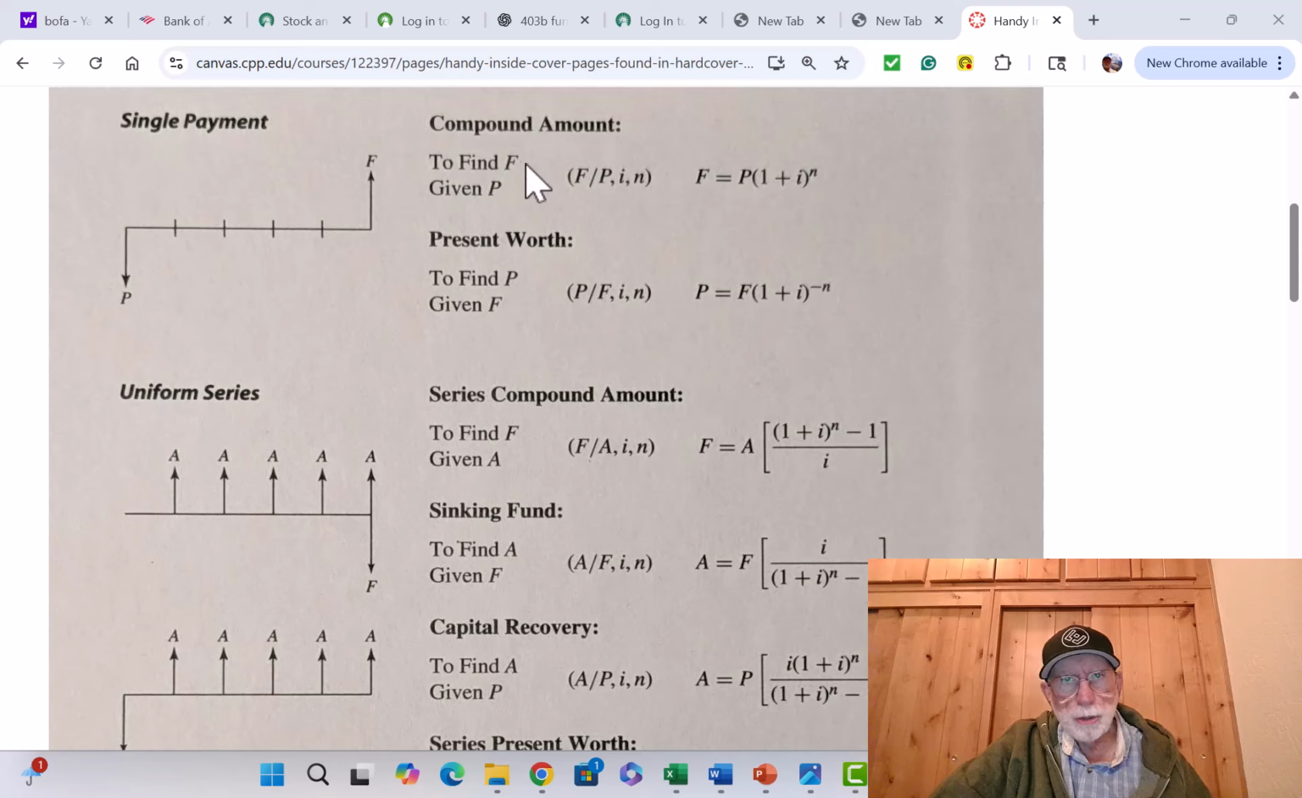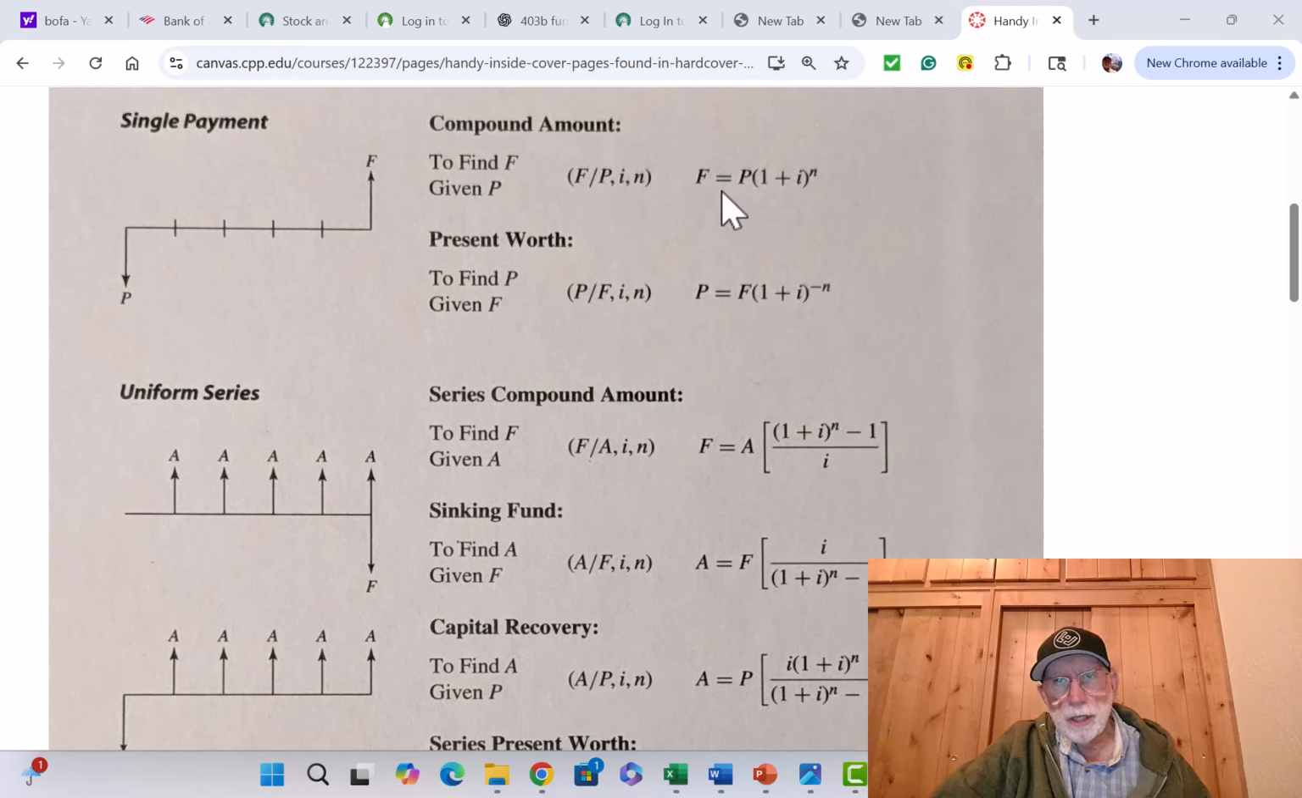One is shown here with a factor, we call it. You see F over P, comma I, comma N. This is factor notation where we use tables to look up a factor that we can use to multiply times P to get the number F. And I'm going to illustrate that in a little while. So that's the next method.